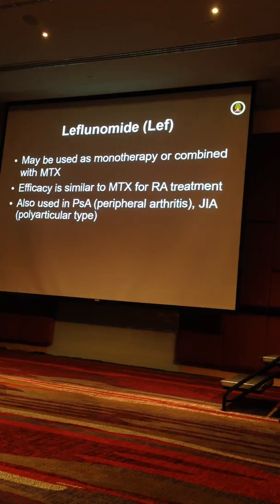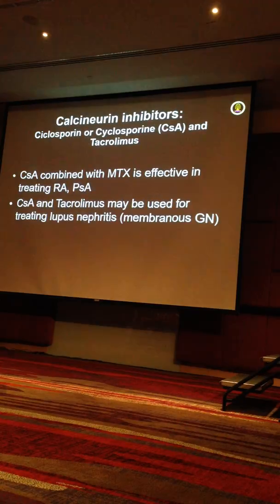Leflunomide acts almost the same as methotrexate, but it inhibits pyrimidine synthesis. It can be used as monotherapy and combined with methotrexate. The toxicity is almost the same as methotrexate. It is also used in peripheral arthritis, in psoriatic arthritis, and juvenile idiopathic arthritis.